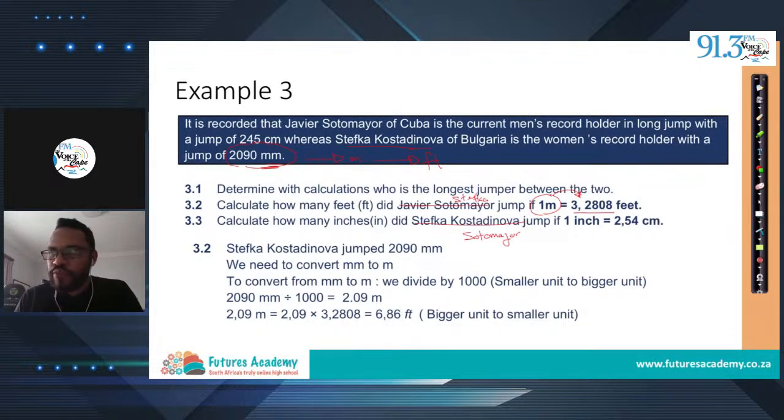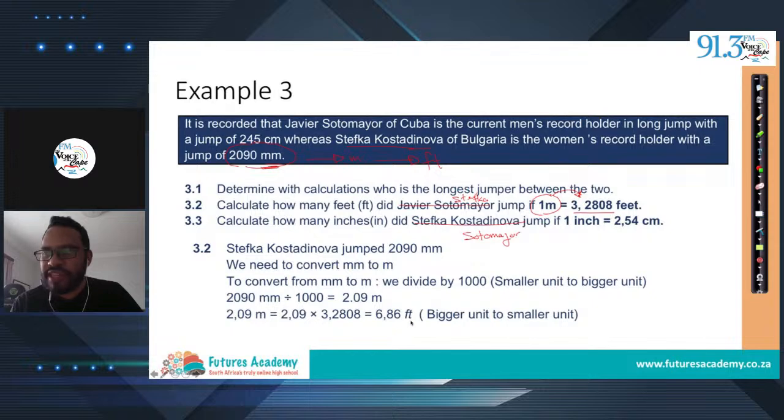Now, once you have 2.09 meters, going back to what we mentioned about the imperial system, I look and I study. 3 feet goes into 1 meter. Therefore, 1 meter is larger than 3 feet. So I'm going from a larger unit to a smaller unit. So I must multiply by the conversion factor. And the conversion factor in that regard is going to be 2.09 meters multiplied by however many feet in 1 meter. And that's going to give me a solution of 6.86 feet.